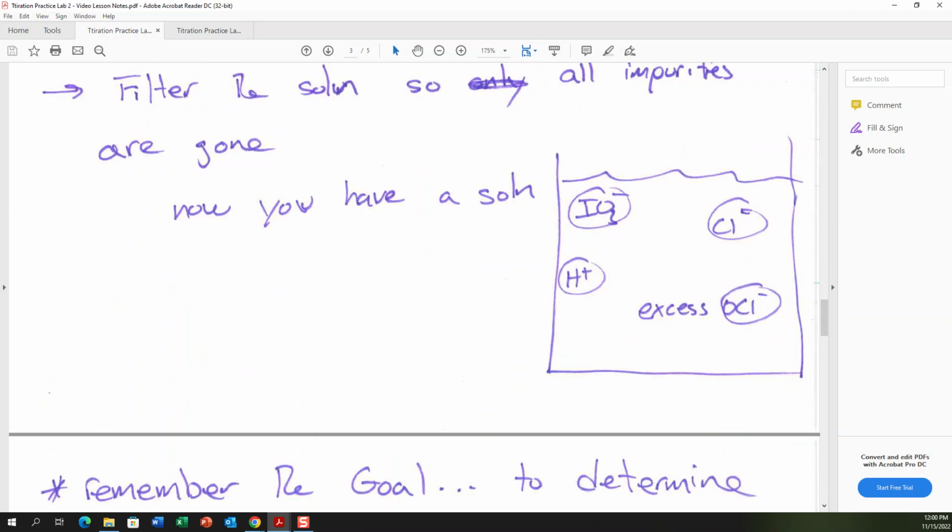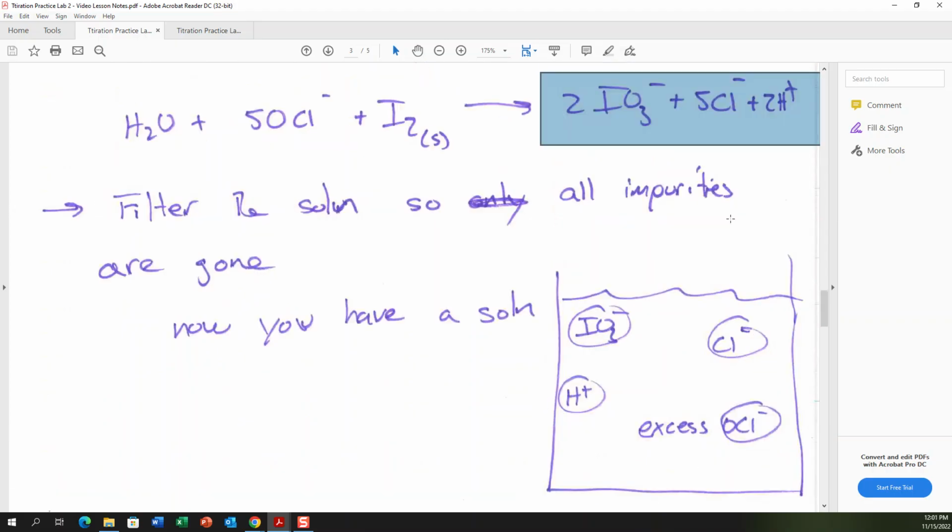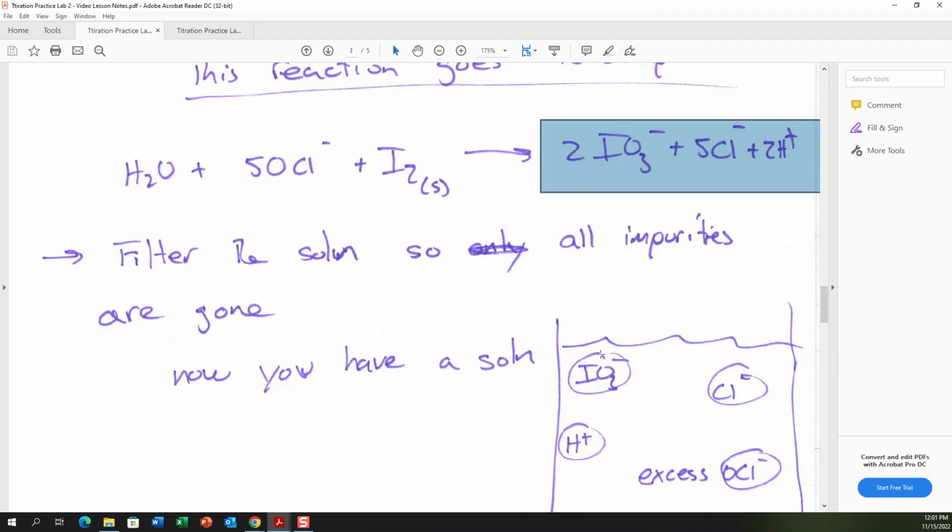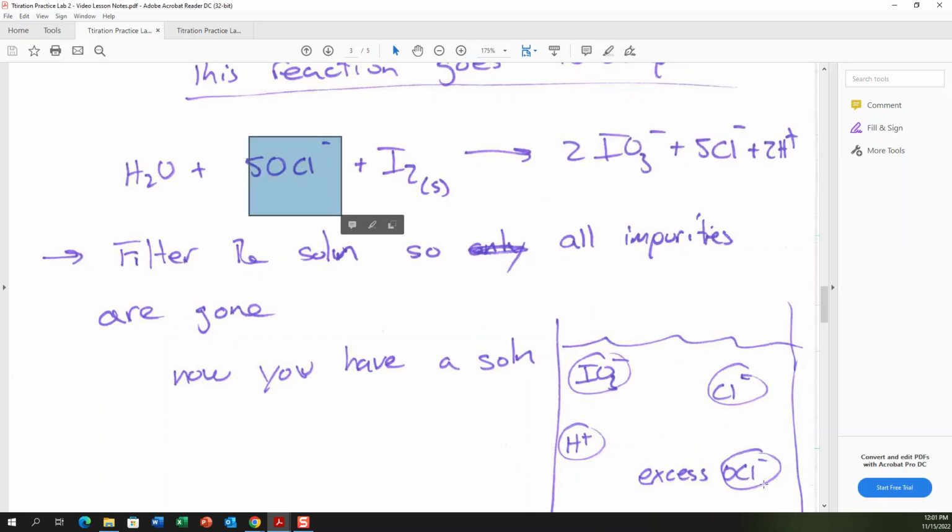And the stuff that's dissolved in water would be the iodate ions that were produced from this reaction, right? The chloride ions that were produced by this reaction, the H+ ions that were produced by this reaction, and then you would have any leftover hypochlorite ions because that was your excess reactant. Remember, no more solid iodine because all of it reacted, and we filtered out all the impurities, okay?